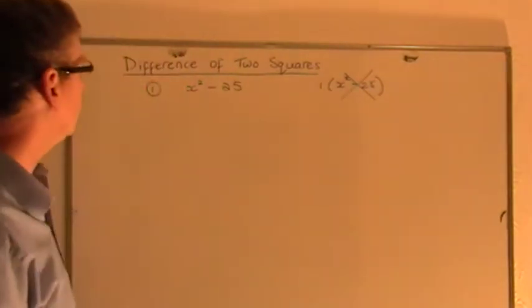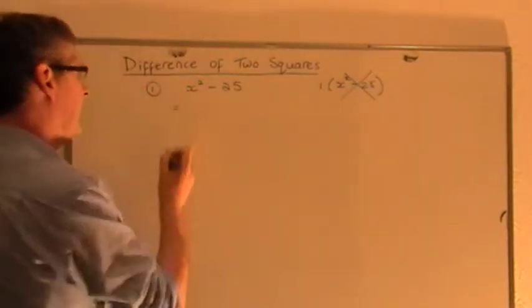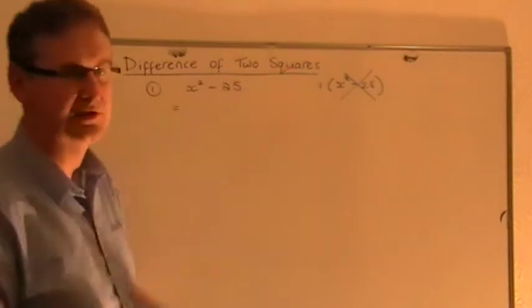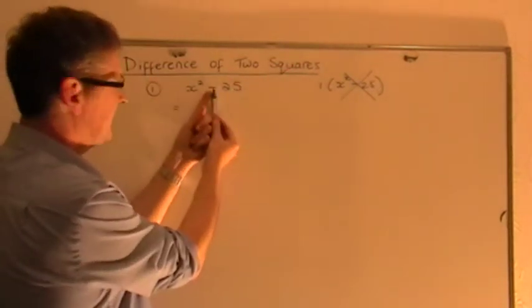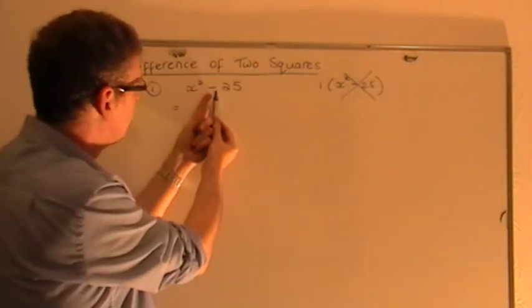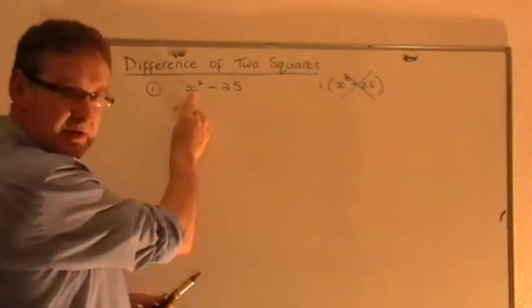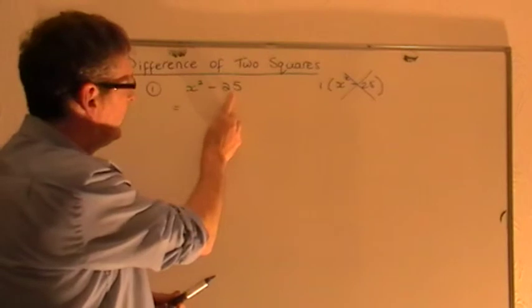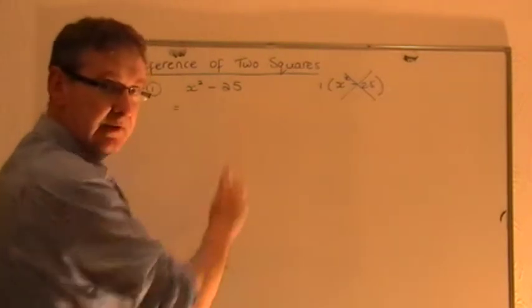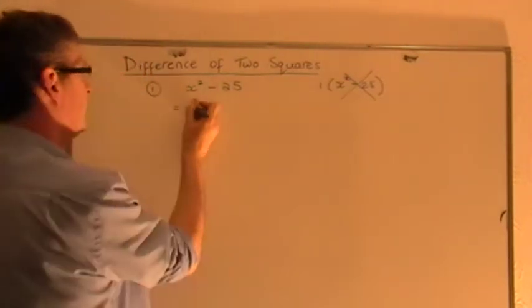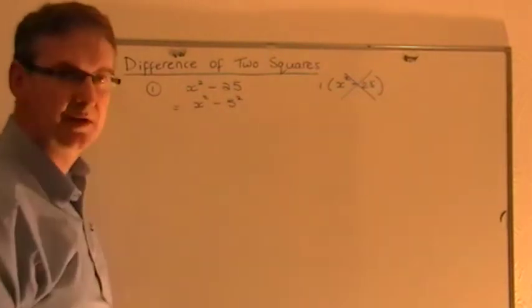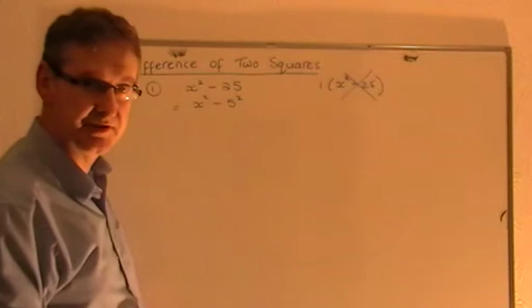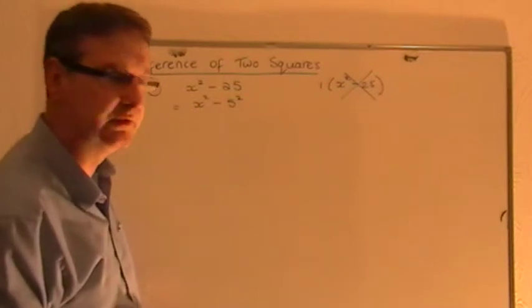So you're looking at this, and you should recognise it's the difference of two squared terms. First of all, you've got two terms. Take away in the middle means it's a difference, and that's a squared term obviously because it's x squared, and you've got to realise that 25 can be written as 5 squared. So this can be written as x squared minus 5 squared. Quite clearly now that is the difference of two squared terms.